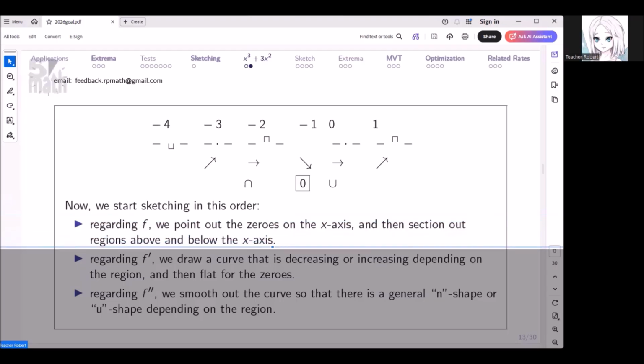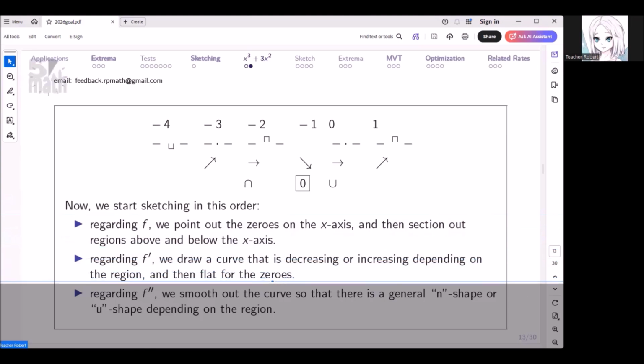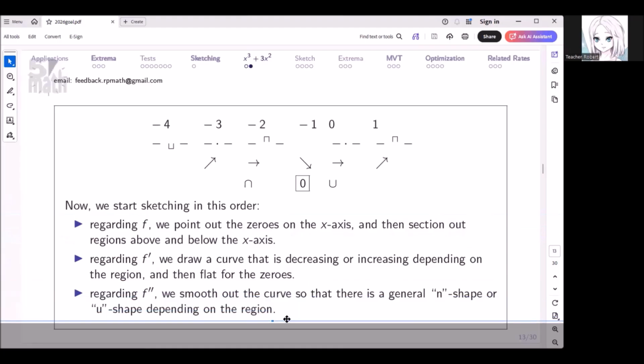Regarding f, we point out the zeros on the x-axis and then section out regions above and below the x-axis. Regarding f prime, we draw a curve that is decreasing or increasing, depending on the region, and then flat for the zeros. Regarding f double prime, we smooth out the curve so that there is a general N shape or U shape depending on the region.